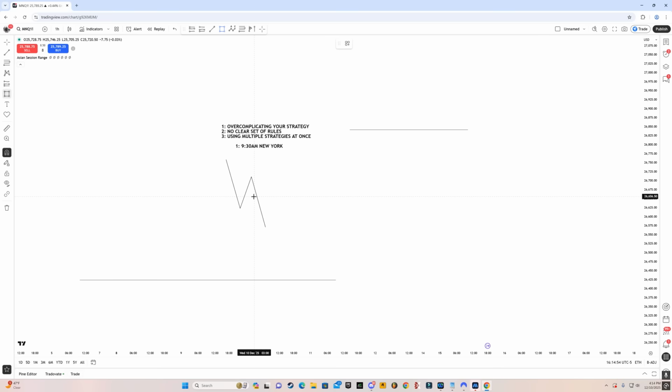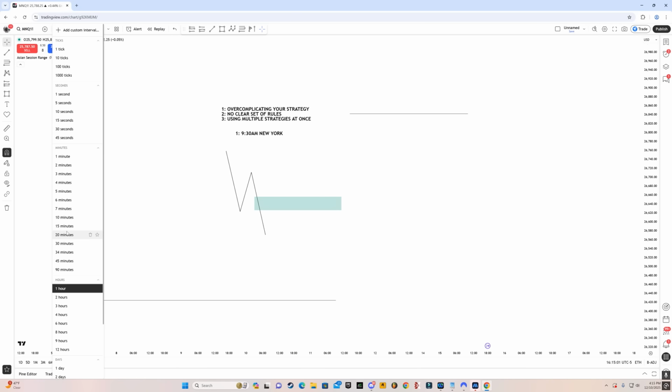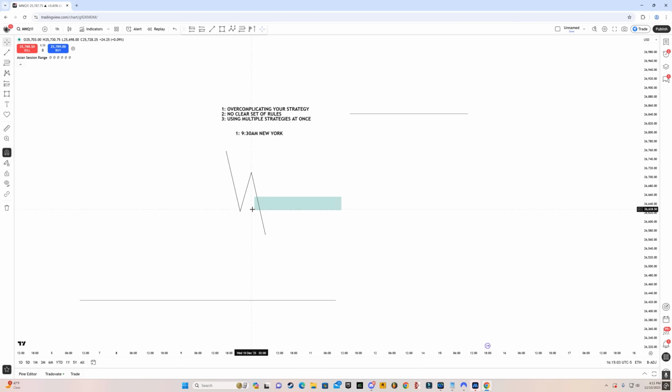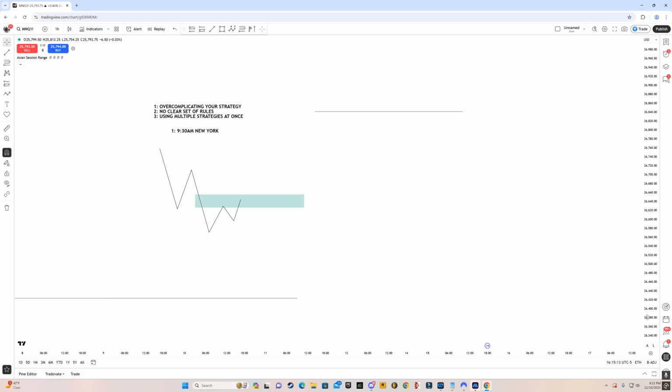So let's say that there is a 5-minute fair value gap that forms after 9:30. Now, if we don't see a 5-minute gap, you can check if the 15-minute is forming one. So in this case, let's say we have a 5-minute fair value gap. Now, the next step is that you are waiting for price to tap into your gap, that 5-minute gap, and that's where our entry model comes in.